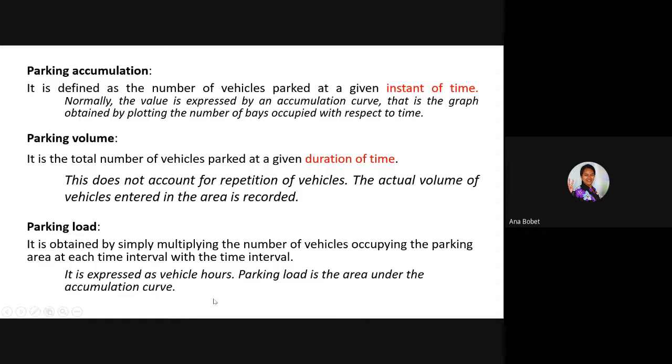Parking load is simply multiplying the number of vehicles occupying the parking area at each interval, that instant of time, by the time interval. So if you surveyed every 15 minutes, you multiply the vehicles that occupied for the 15 minutes of your survey. It is expressed as vehicle-hour because you have the number of vehicles and the minutes of the interval, 15, divided by 60. So you come up with an hour, and then the unit becomes vehicle-hour. So, parking load is the area under the accumulation curve.